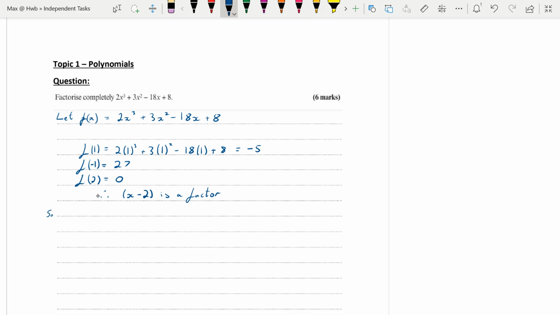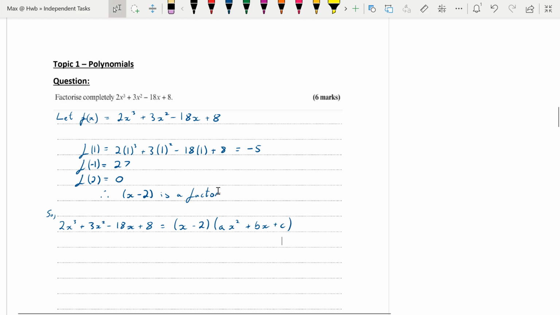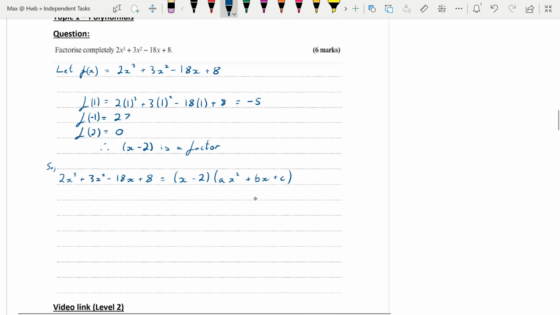If I write down my original equation, I've got 2x cubed plus 3x squared minus 18x plus 8, that's just my function from the question. This should equal... now I know one of my brackets is x minus 2, that's what I've just found, and my other bracket should be some sort of quadratic in a normal format like this. What comparing coefficients allows me to do is think about how I would expand this right-hand side, and what terms it would end up with on this left-hand side.